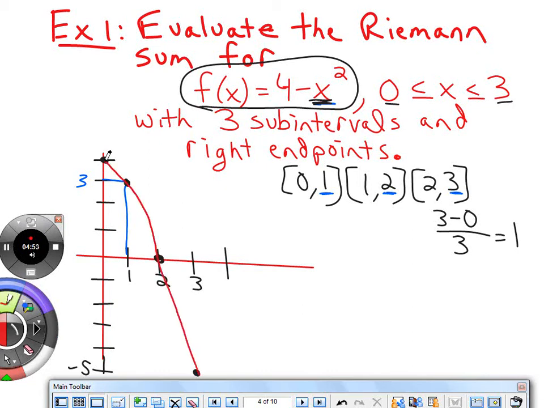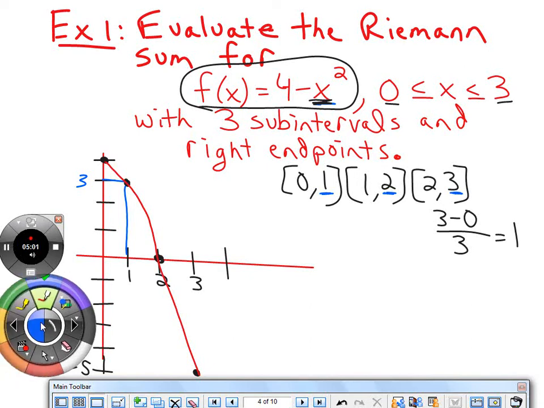Okay, so better than that. It should be just a normal parabola opening downward. So more beautiful than that, sorry. Now let me go ahead and start doing my subintervals.